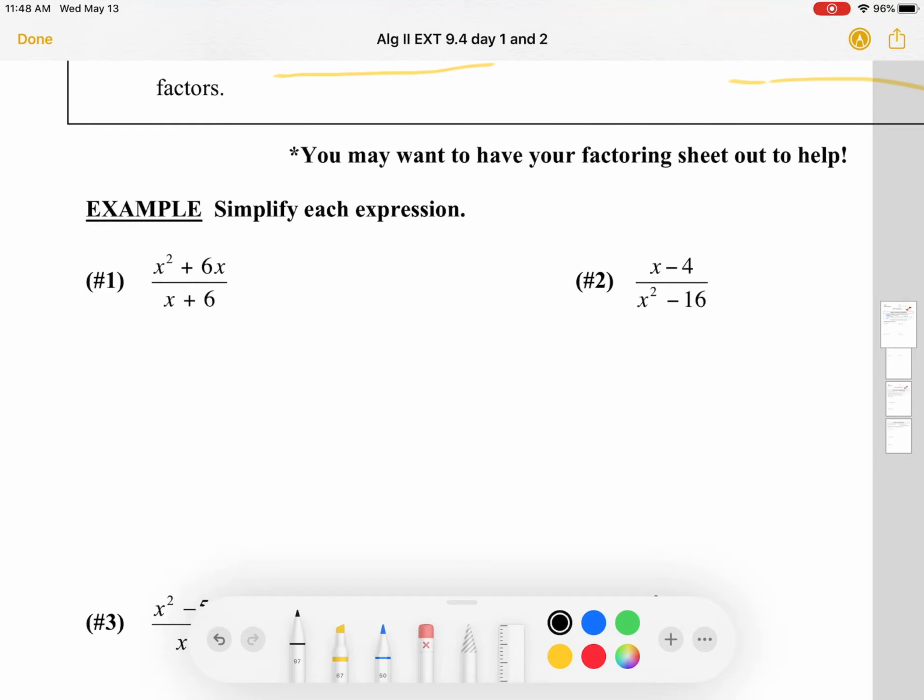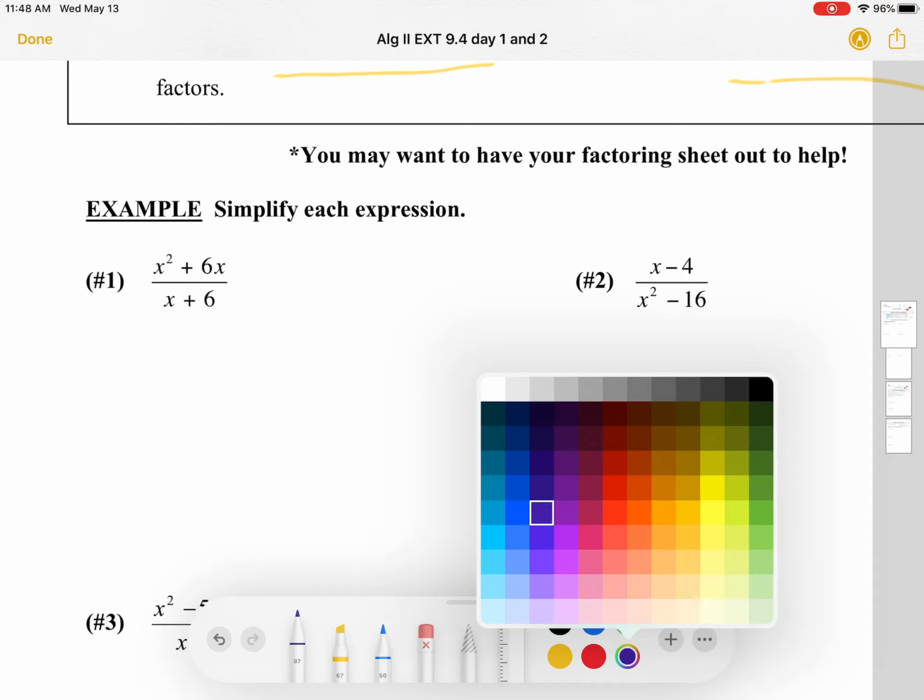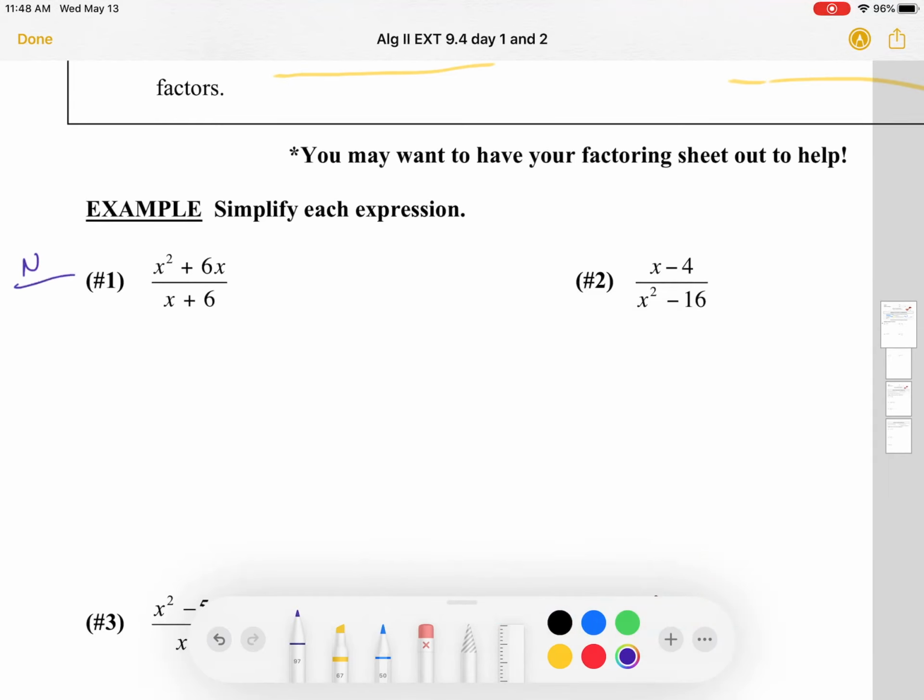Okay, so to start number 1, it says x squared plus 6x over x plus 6. Now, I want you to just take the whole numerator and the whole denominator. So right now, I'm only concerned about this. So what can I factor there? Well, it has a GCF. They both have an x, so I can factor out x, and what's left over is x plus 6. On bottom, there's also an x plus 6.